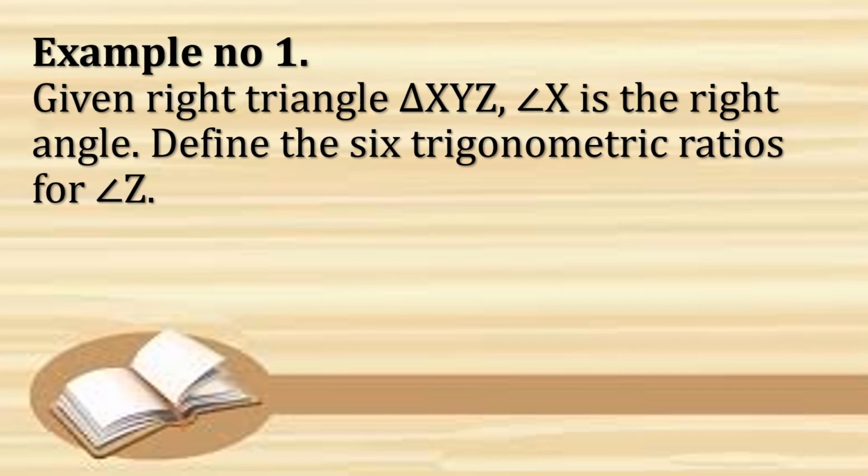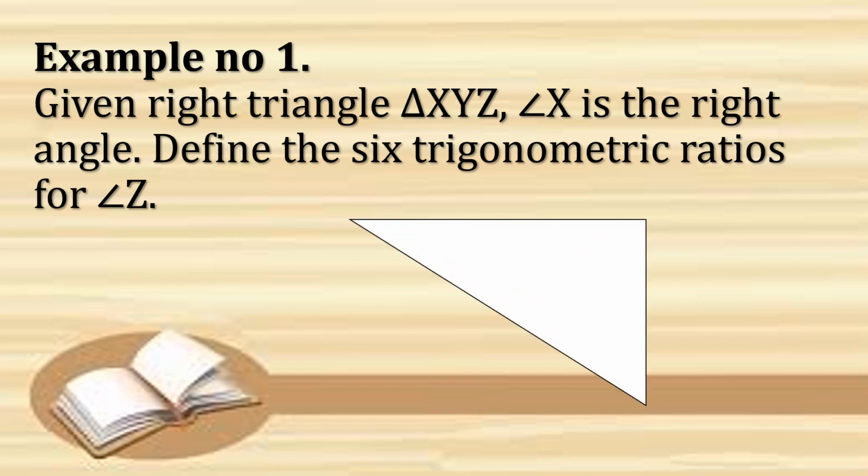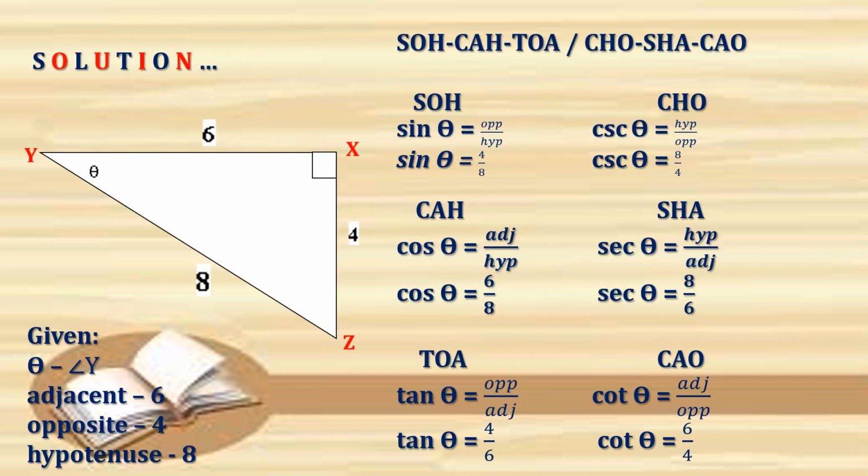Let us use your knowledge about the six trigonometric ratios in our example. Given right triangle XYZ, angle X is the right angle. Define the six trigonometric ratios for angle Z. Alright, so let's have our solution. It is important for us to understand the given triangle. So our given triangle is triangle XYZ. Angle X is our right angle and angle Y is our angle theta or the unknown theta.